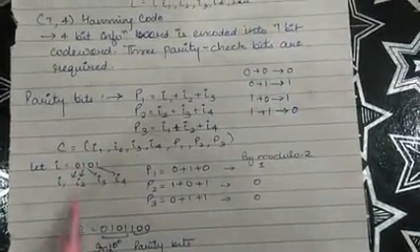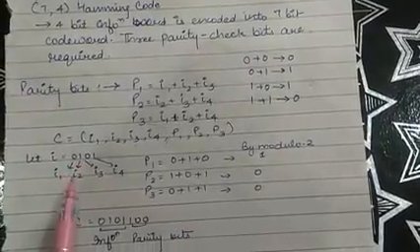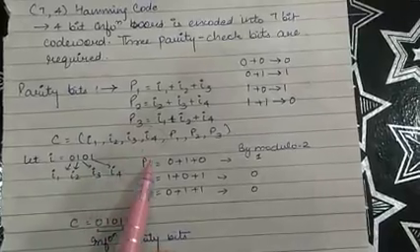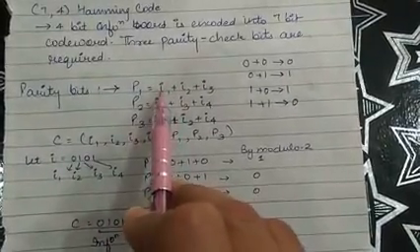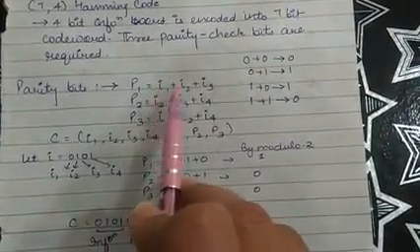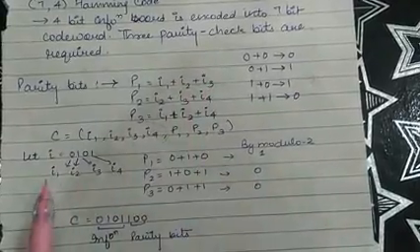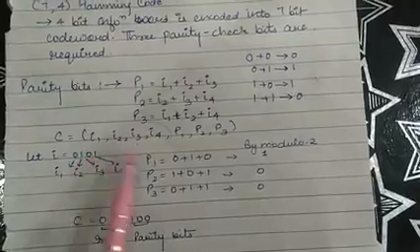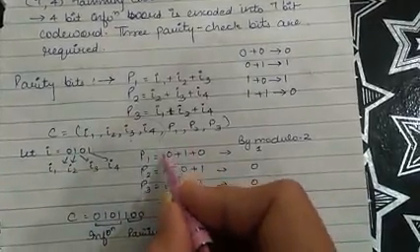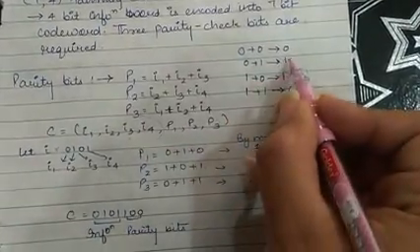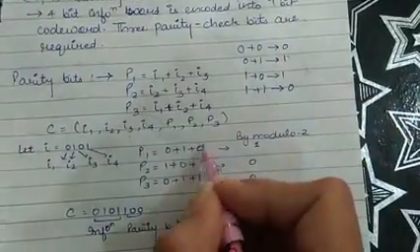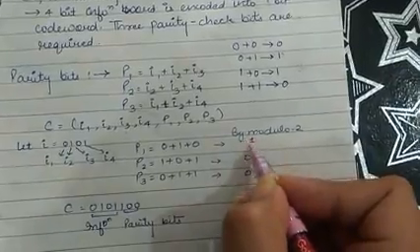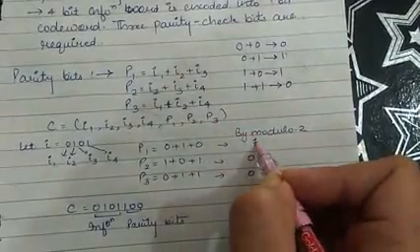Suppose I1 is 0, I2 is 1, I3 is 0, and I4 is 1. For P1, we know that P1 is equal to I1 plus I2 plus I3, that means 0 plus 1 plus 0. Firstly add these two, 0 plus 1 will give me 1, 1 plus 0 will give me 1. So P1 is equal to 1.